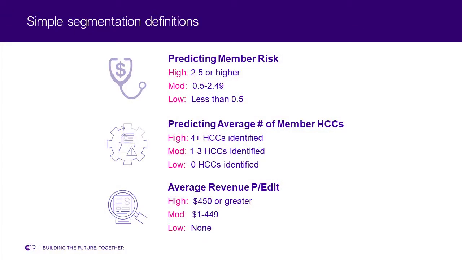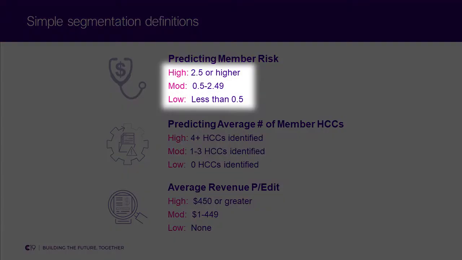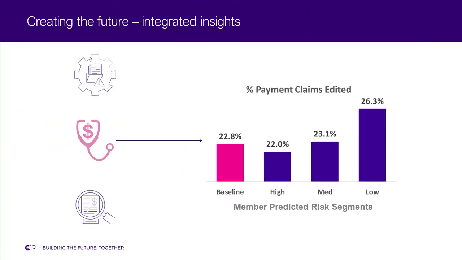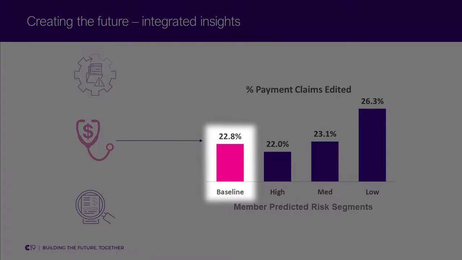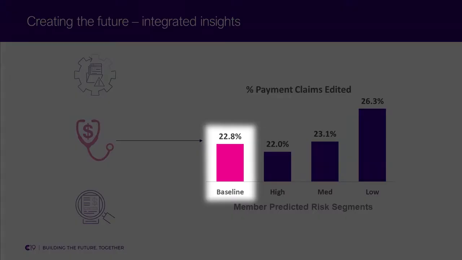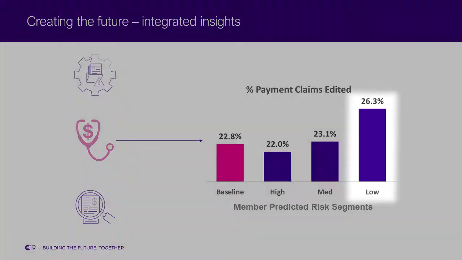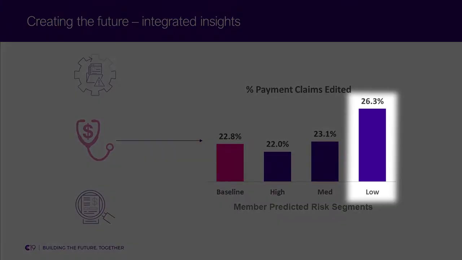I took three core metrics, one core metric out of each line of business, simplified them and just created three buckets: high, moderate, and low. My metric, percent payment claims edited. The average is I'm editing around, in this population, around 22.8% of all claims. What do I see in my population here? Who am I editing the most? My lowest risk patients. So you can start thinking to yourself, if I'm editing low risk patients, what is my return on that value going to be, even if I do edit it?